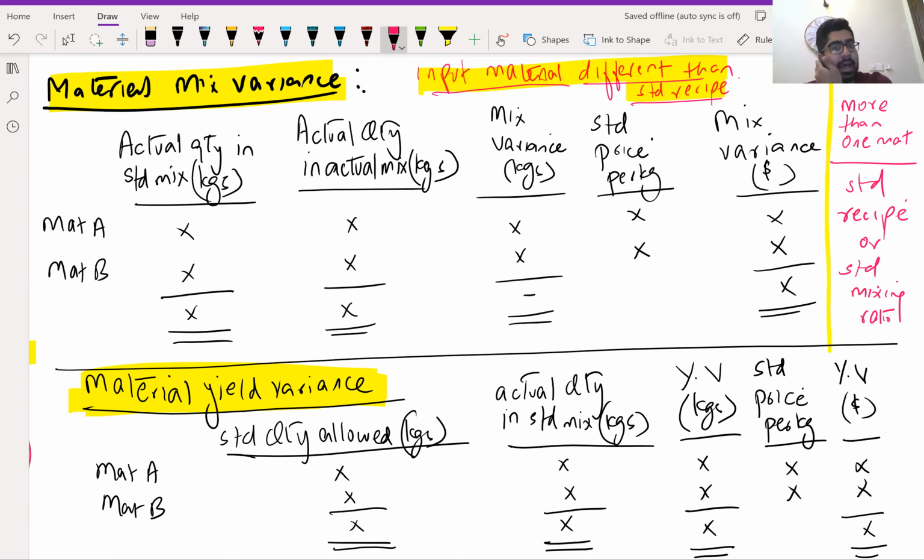Okay. Now, how do we calculate it? There is a format. Whatever materials you are using, you need to make the rows of those materials. Let's suppose you are using two materials, two rows, material A, material B. If there are three materials, three rows, material A, B, C. If there are four materials, four rows, material A, B, C, D. Whatever materials are there, you need to make the rows of those materials.